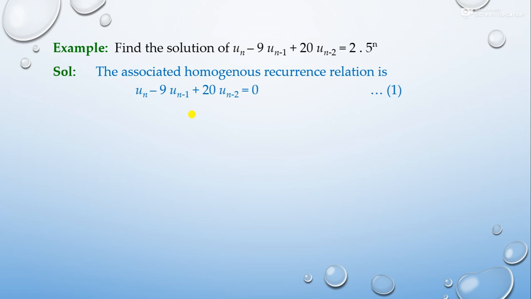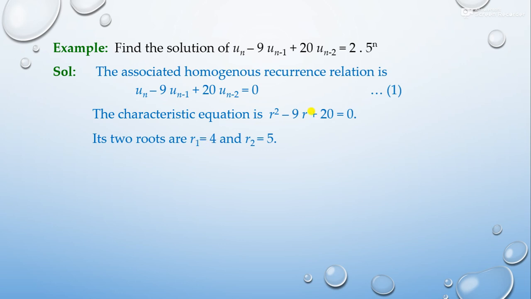Now to solve this homogeneous recurrence relation, we form the characteristic equation. So what will it be? It will be r square minus 9r plus 20 is equal to 0. Now we see that this is a quadratic equation. So how many roots does this quadratic equation have? There will be 2 roots. So what are these roots? These are 4 and 5.